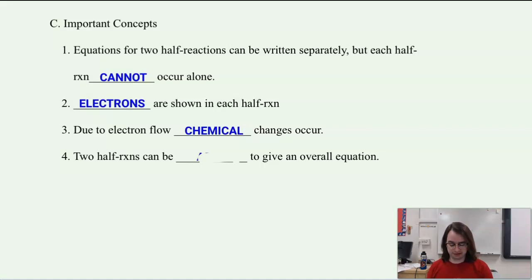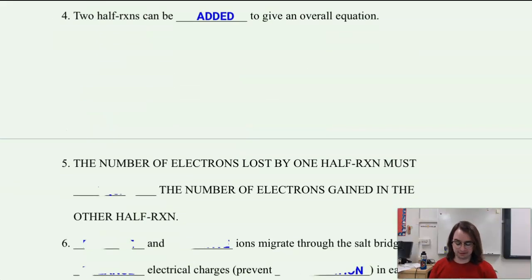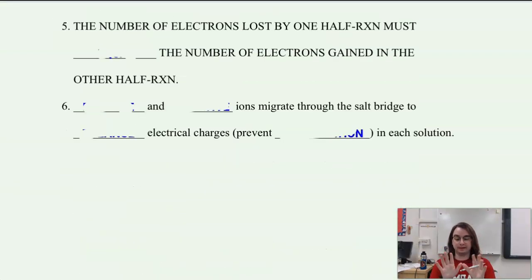Two half reactions can be added to give an overall equation, just like we saw before. However, and this is a big however here, look at the nice big words that we're using, so this must be important, right? The number of electrons lost by one half reaction must equal the number of electrons gained by the other half reaction. In other words, when we add two half reactions together, the electrons have to cancel. We can't have electrons left over.